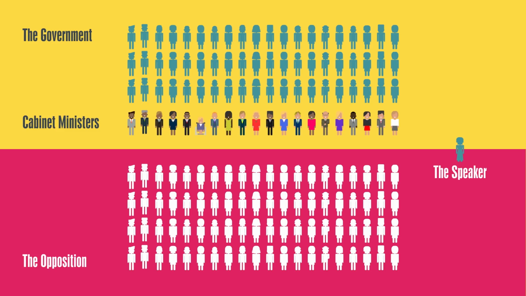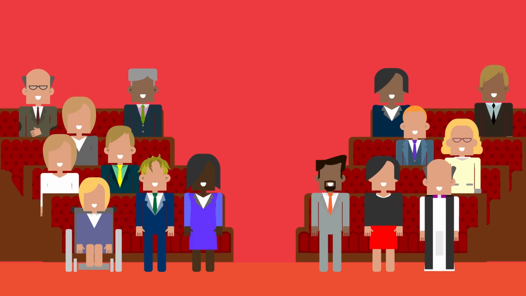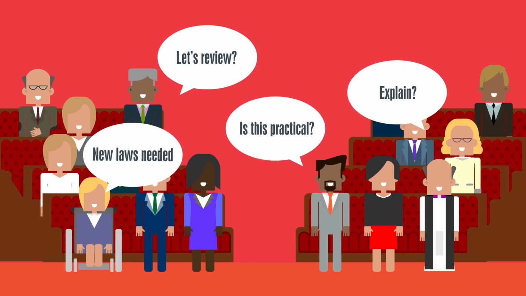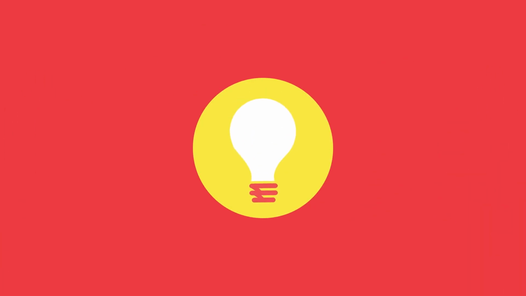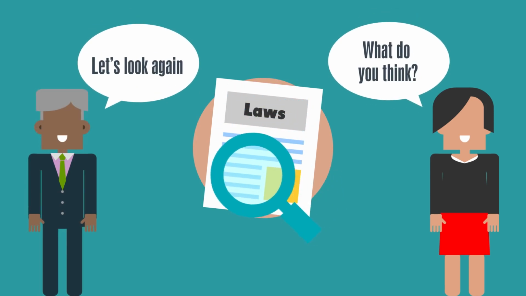MPs from the opposition and government question the government on policy and proposed laws. The Speaker keeps the House in order by chairing these debates. The House of Lords is the second chamber and shares the making and shaping of laws with the House of Commons. It has around 800 members, and it's made up mostly of life peers, and also includes hereditary peers and bishops. Lords are selected for their knowledge and experience, and hold government to account by using their expertise to look at laws and issues in detail.